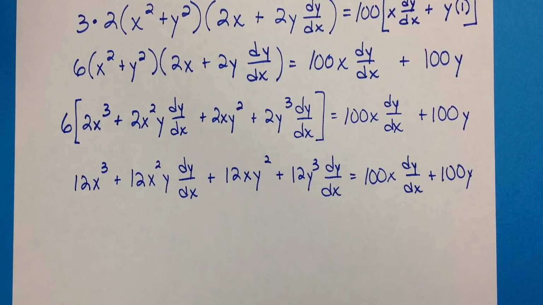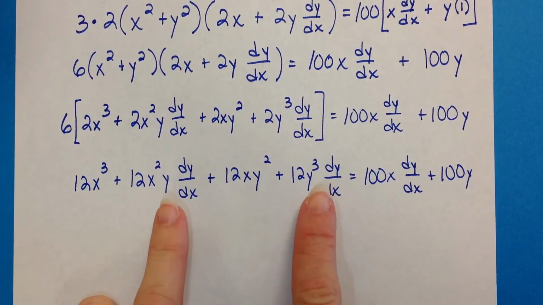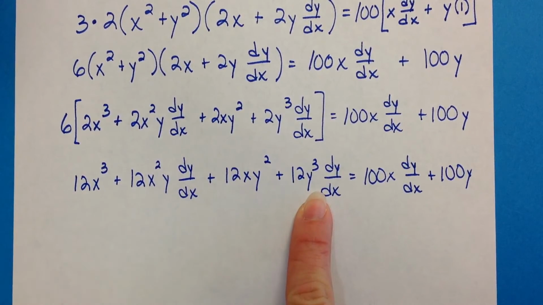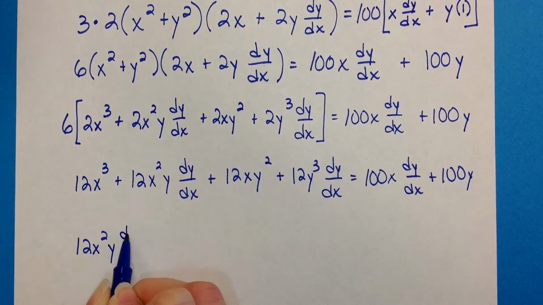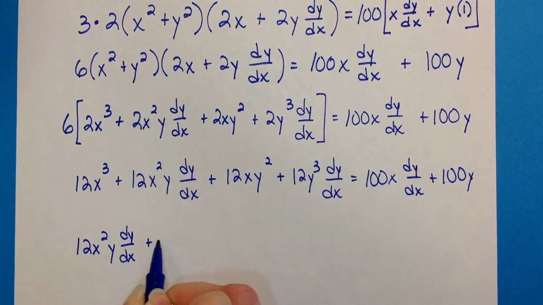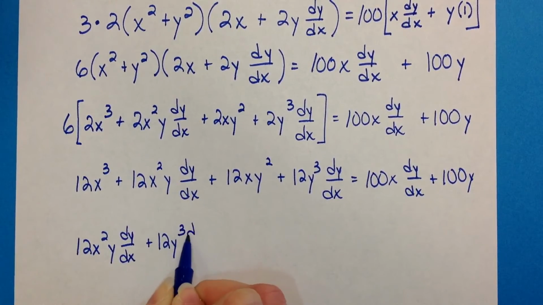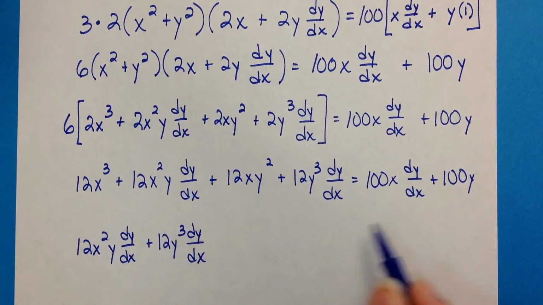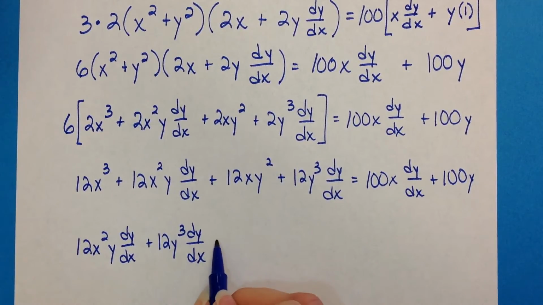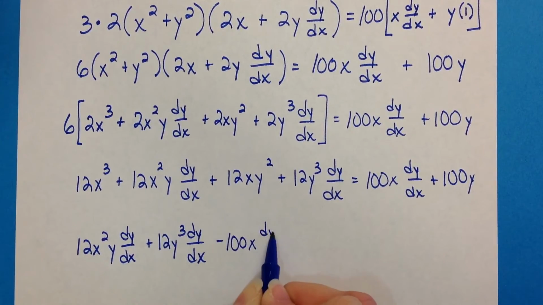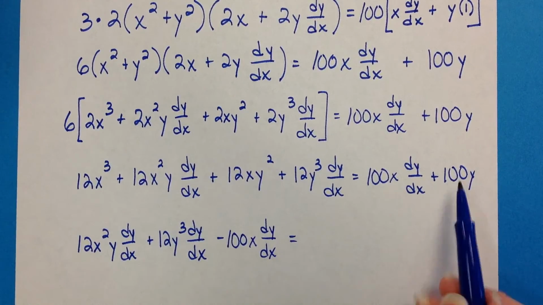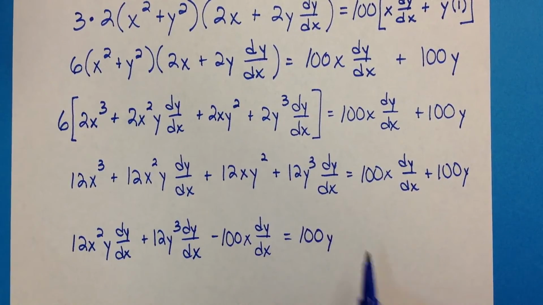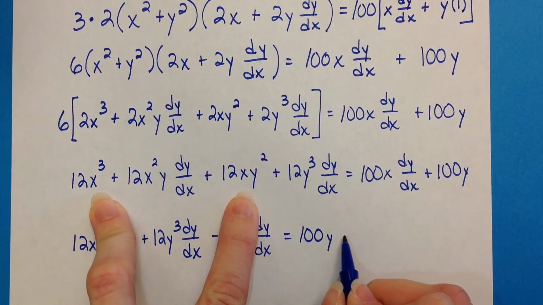Now remember, we want everything containing dy dx on one side and everything else on the other. So I'm going to leave both of these on the left, so I'm just going to bring those down as they are. And let's go ahead and move this over, so that would be minus. Okay, so this is going to stay on the right-hand side, the 100y. And then each of these terms would need to be subtracted.